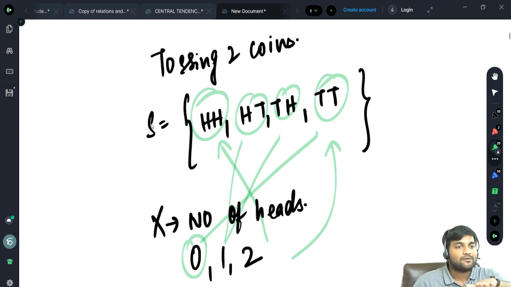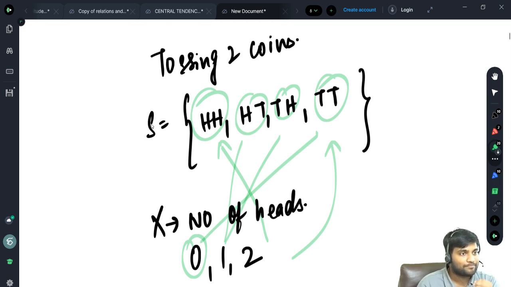So if a random variable is not there, then can we associate numbers? The answer is no. We have defined x such that we can associate numbers with each element of the sample space. So there are four elements. So 0 is associated with the case what? Tail tail, because the number of heads is 0. 1, tail head, head tail. 2, head head. So we have taken the help of a random variable to associate numbers.